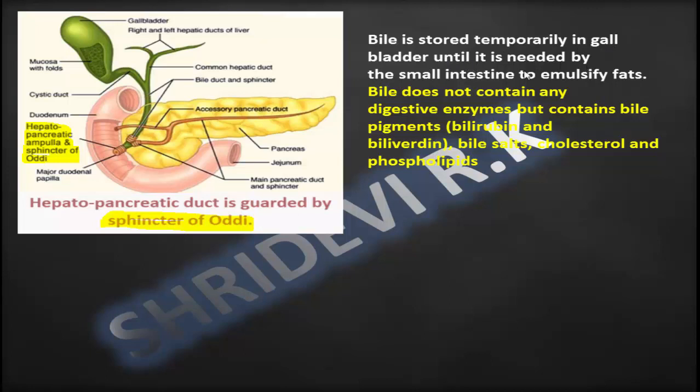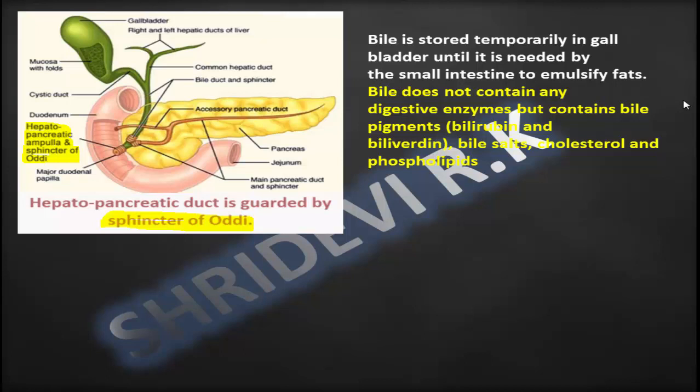The next one: bile is stored temporarily in the gallbladder until it is needed by the small intestine to emulsify the fats. Again, a new term which is very important for examination preparation. Emulsify the fat. That's what I told in the beginning. Bile juice is very important in the digestion of fats.